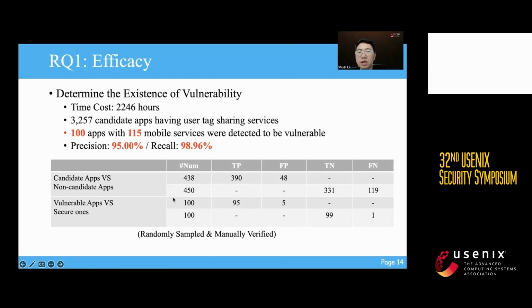For the first research question, our large-scale experiment has discovered 100 affected mobile applications with a total of 115 risky mobile services. It is worth noting that due to ethical considerations, UTSFuzzer was able to mutate each bound tag only 4 times during the actual testing. Therefore, the detection results of UTSFuzzer are non-exhaustive. To validate the reliability of UTSFuzzer, we employed a combination of random sampling and manual verification to assess the tool's performance. The validation results show that UTSFuzzer achieves outstanding performance in detecting user tag spoofing risks, with a precision rate of 95% and a recall rate of nearly 99%.